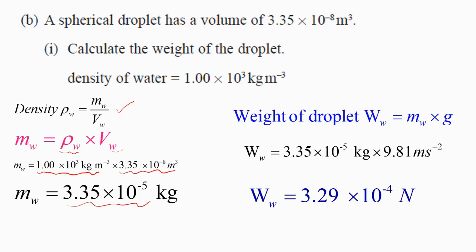Then how can we find the weight of the water droplet? Weight is equal to mass times acceleration due to gravity. So we substitute the mass of the water droplet, and 9.81 is the acceleration due to gravity. So we can easily find the weight of the water droplet. This is the weight of the water droplet: 3.29 × 10^-4 Newton.